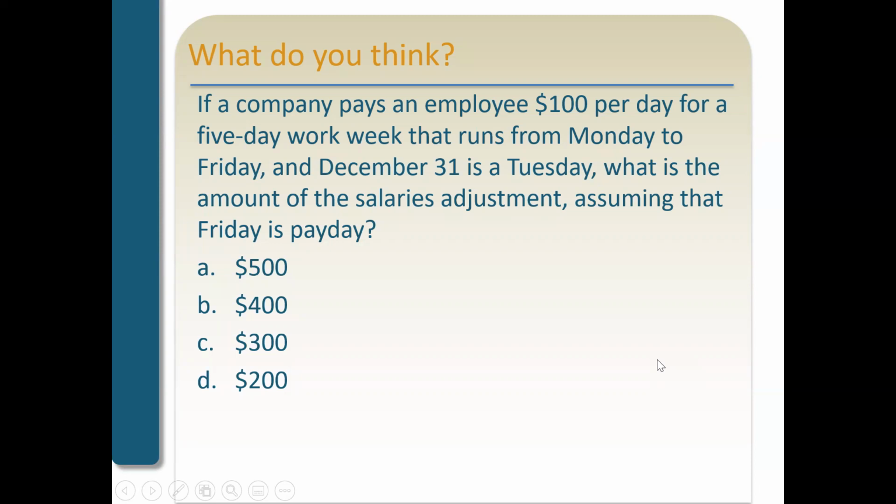How about this one, guys? I want y'all to take a moment and look at this and tell me what you think, okay? If a company pays an employee $100 per day for a 5-day work week that runs Monday to Friday, and December 31st is a Tuesday, what is the amount of the salaries adjustment at the end of the year, assuming that Friday is the payday? What do we do here, guys?